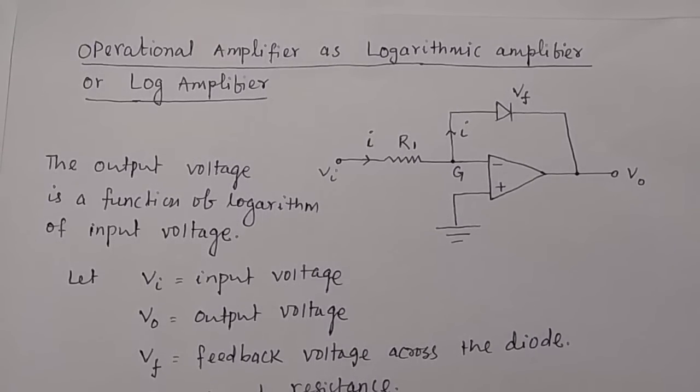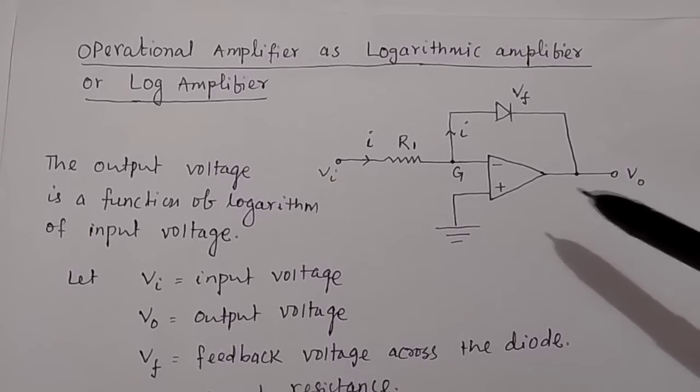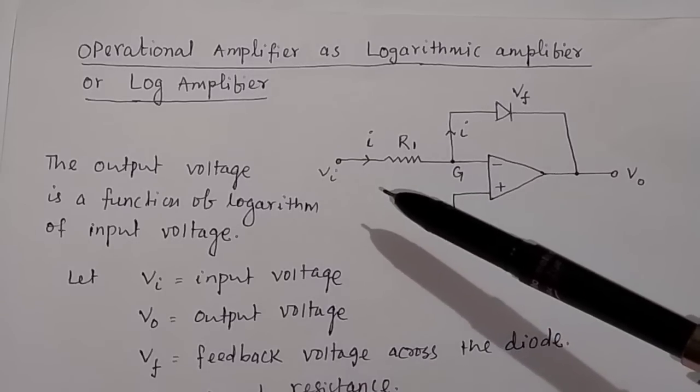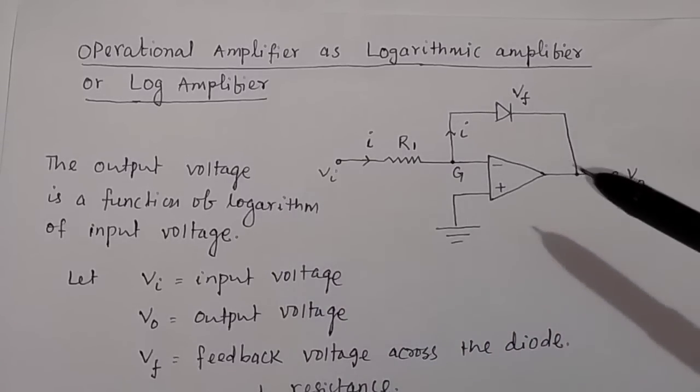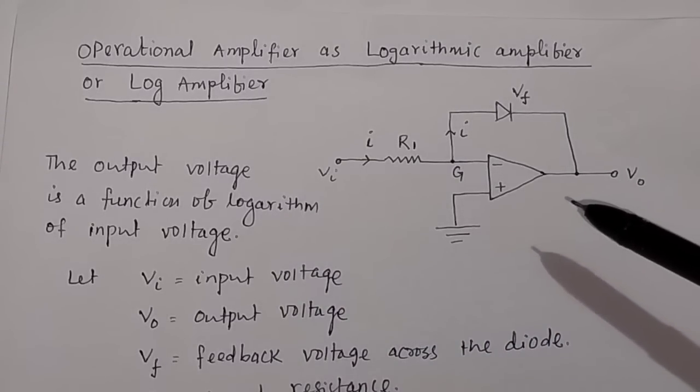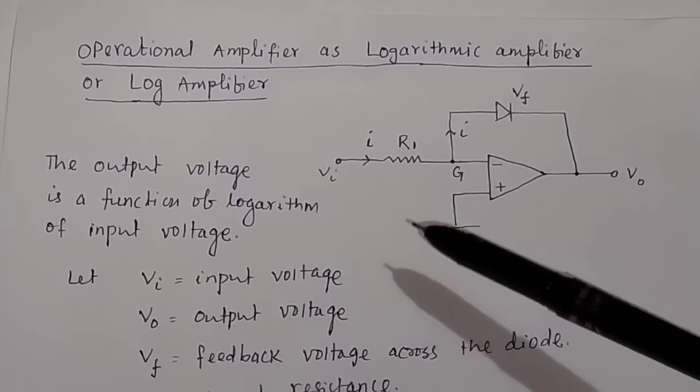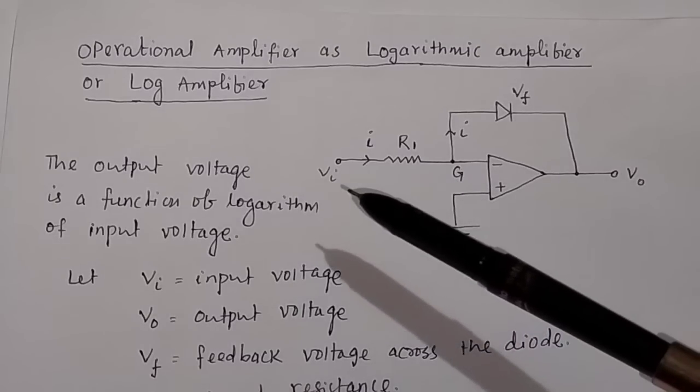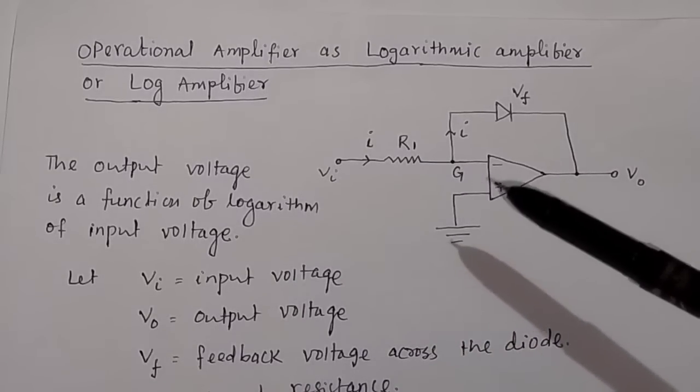And what will we prove in the log amplifier? In the log amplifier, the output voltage is a function of the logarithm of the input voltage. The output voltage Vo is equal to a constant times the logarithm of the input voltage Vi. We have to prove it.